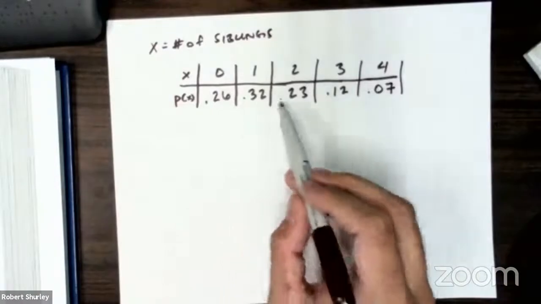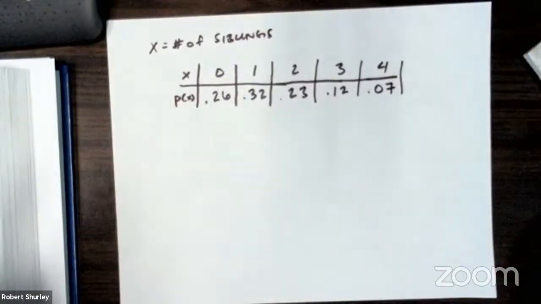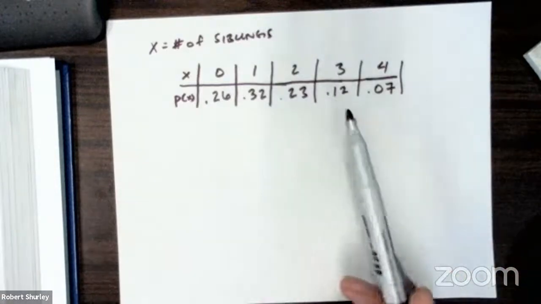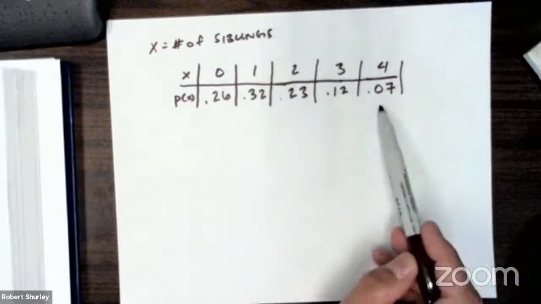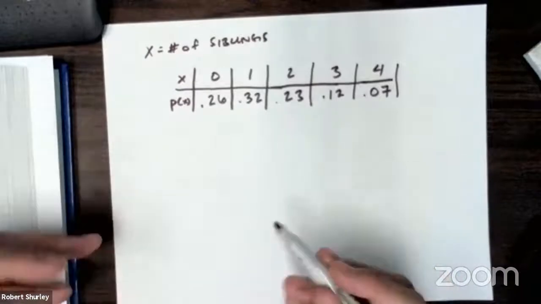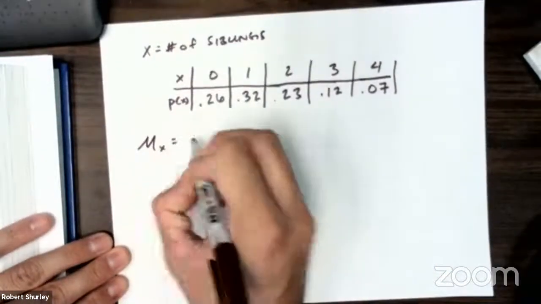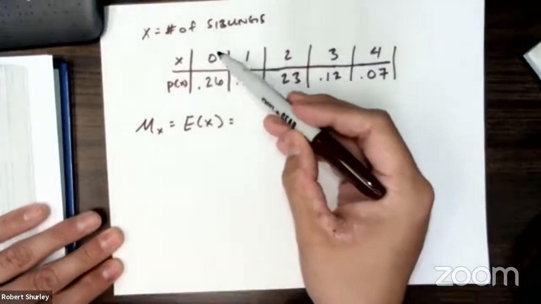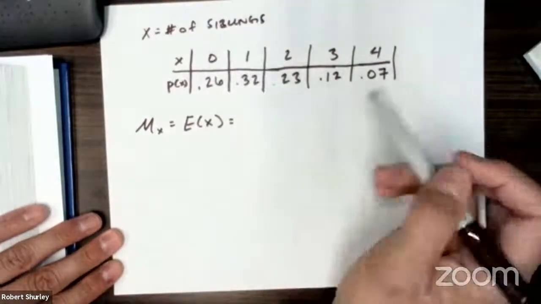Now I'm going to make sure this all adds up to one, because I'm making this up, right? So 0.26 plus 0.32 plus 0.23 plus 0.12 plus 0.07. Yep, that all adds up to one. So this is what we found from some survey, that the probabilities are given for each outcome. So if I wanted the mean, which is just the expected value, you just take the outcome times its probability and you add all of them up.